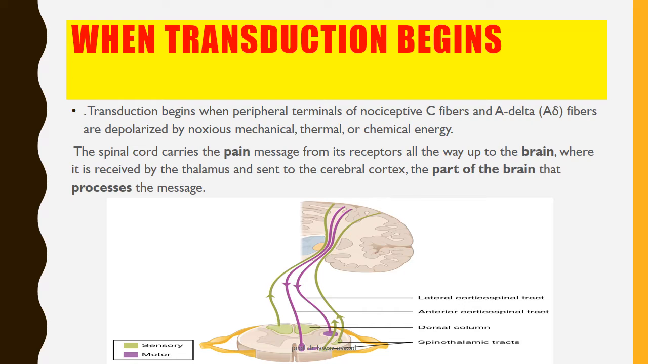Transduction begins, generally speaking, when the peripheral terminals of nociceptive fibers, C fibers and A delta fibers, are depolarized by noxious stimuli, whether mechanical, thermal, or chemical energy. In this diagram, we are going to understand how the message is produced. This is the spinal cord, and this is the brain.